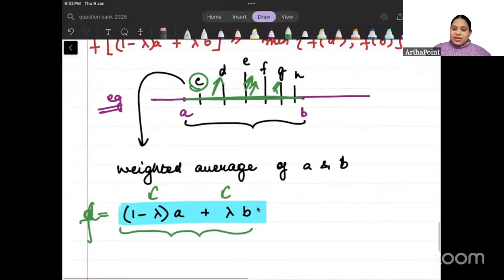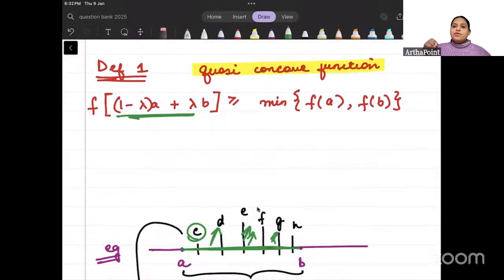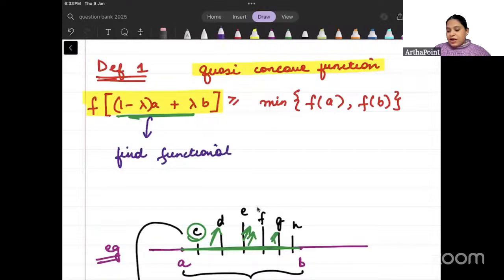तो जब भी हम ये लिखते हैं, whenever we write 1 minus lambda A plus lambda B, it means we are talking about points which lie between A and B. दो पॉइंट हैं A और B, उनके बीच में जितने भी पॉइंट्स लाई करेंगे they will be of the form 1 minus lambda A plus lambda B. Now when I say f of this, it means that we are trying to find the functional value of those points.